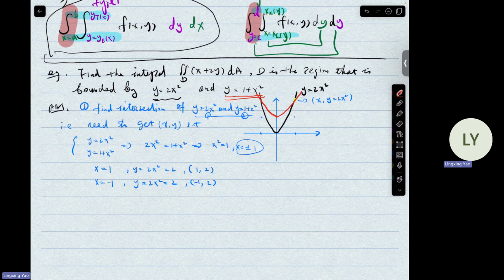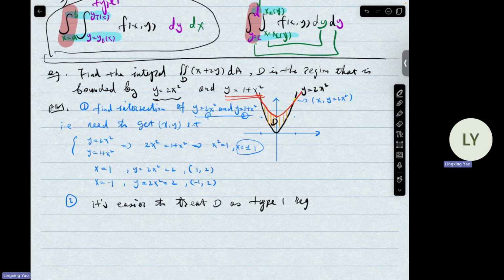Okay, so now we can see where the domain is. It is right over here. It is bounded by those two parabolas, right? And obviously, when we plot those vertical lines there, it is easier to treat D as type 1 region. Why is that?